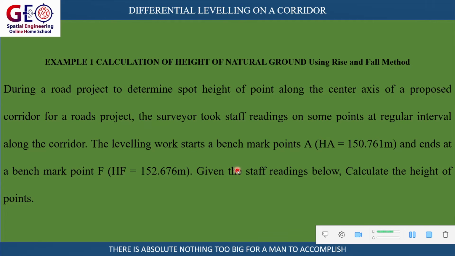They want to determine the height of points along the center axis of the corridor that has been allocated for the road project. The project starts at point A and ends at point F. At point A, we have a benchmark whose height is 150.761 meters. At point F, we have another benchmark whose height is 152.676 meters. A series of points were placed at regular intervals between A and F, and I want us to determine the height of this series of points.